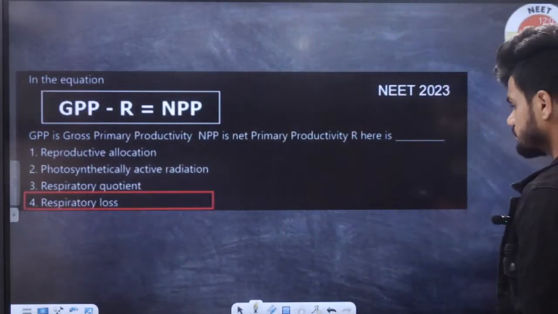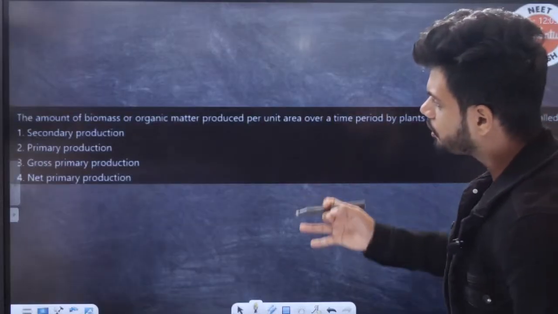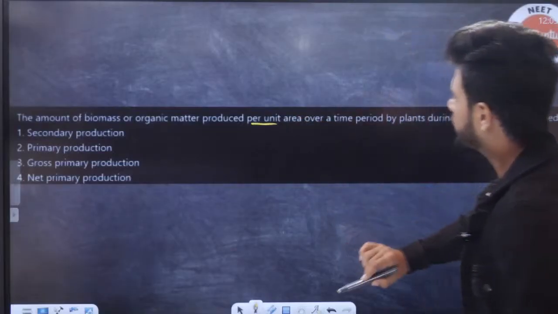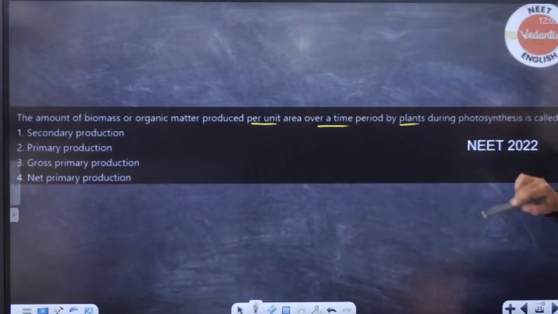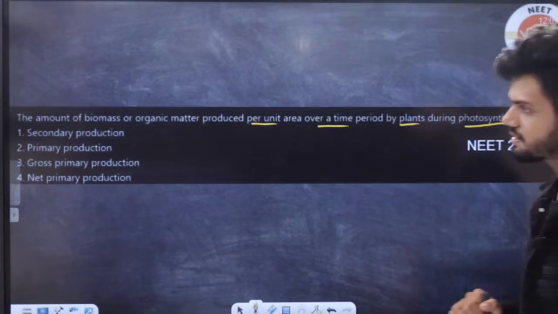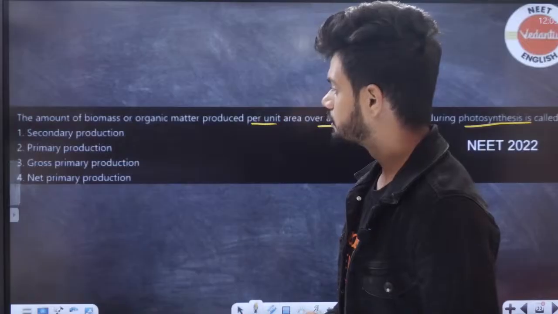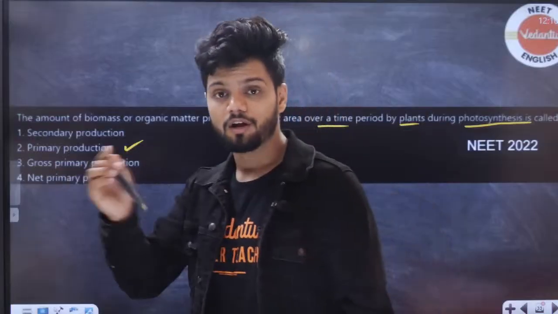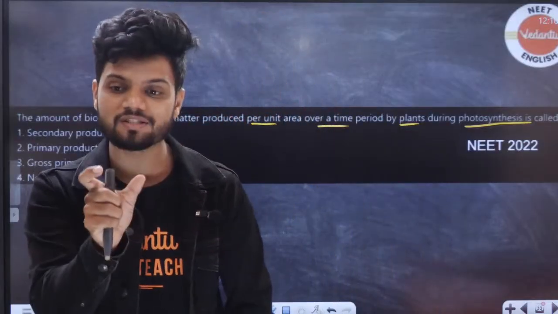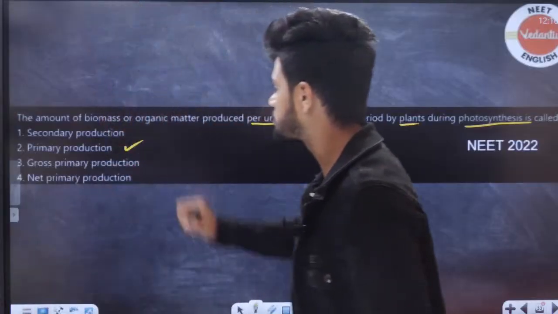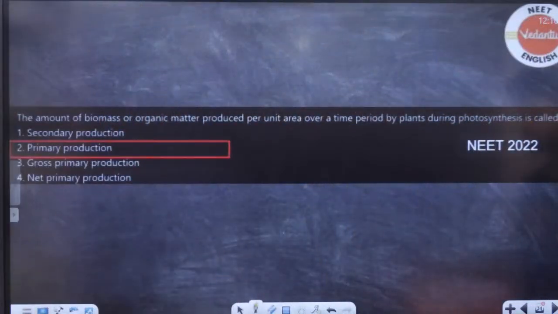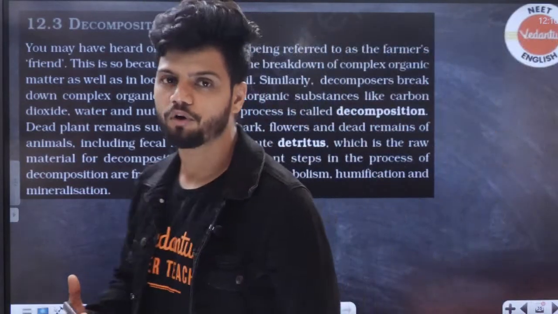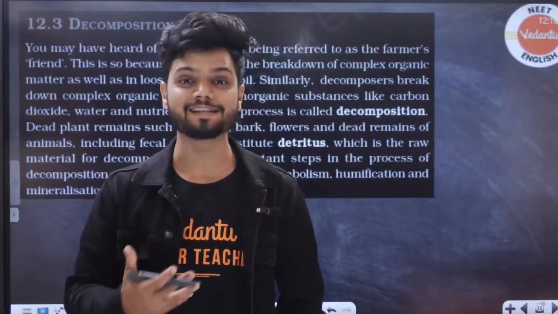Yes. The amount of biomass or organic matter produced per unit area over a period of time by plants during photosynthesis is called primary production. Yes or no? Primary production it is. Rate is going to be productivity. Production is the definition right here. Primary production. Okay. So with that, the major concept of productivity is done and done.